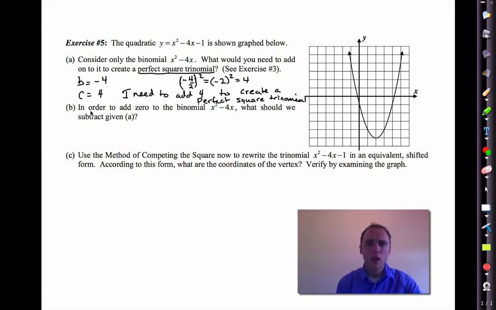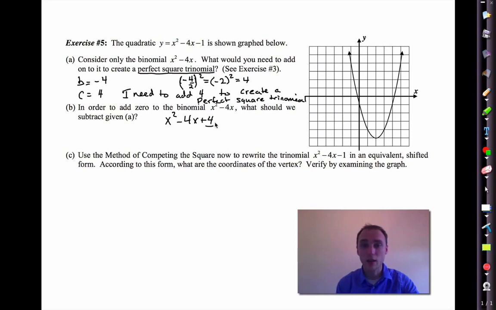All right. In order to add 0 to the binomial x squared minus 4x, what should we subtract given part A? So let's go back and look at the new expression we just made. The expression is going to be x squared minus 4x plus 4. So what I just did was I added 4. But can I ever just add 4 to an expression or equation? No, right? I really can only add 0.